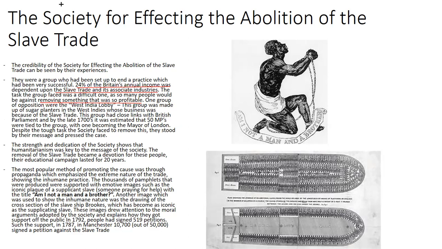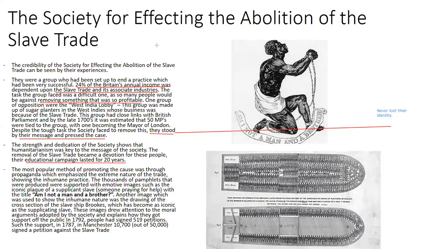But despite this task, this is why this group was so important. Despite the task the society faced to remove this, they stood by their message and pressed the case. The key thing about this group, and this is one thing that I think you could use in an exam really well, they never lost their identity. They never lost the message they stood for. It was really focused and important that they use it. So the strength and the dedication of the society showed that humanitarianism was key. The removal of the slave trade became devotion for these people, and their educational campaign lasted for 20 years.